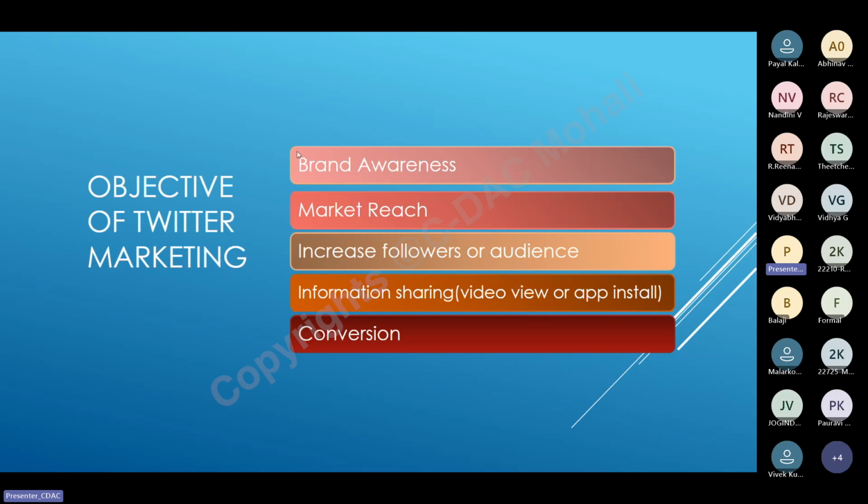As you can see, after Facebook, Twitter has a large number of user base. And the larger the user base, the higher the chances to reach your product to the maximum number of users. So you can use Twitter marketing to reach a large number of users, and then increase followers or audience. The objective of Twitter marketing is also sometimes to increase the followers and audience.